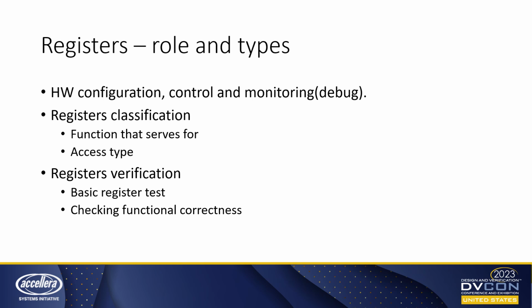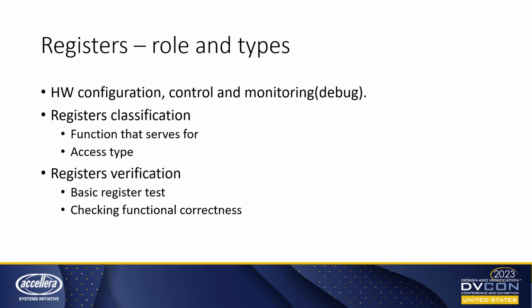Registers can be classified according to several criteria. Based on their function, they can be broadly divided into three categories: configuration, control, and status registers. There is also a division based on type of access. The most common types are read-only, read-write, and write-only registers.